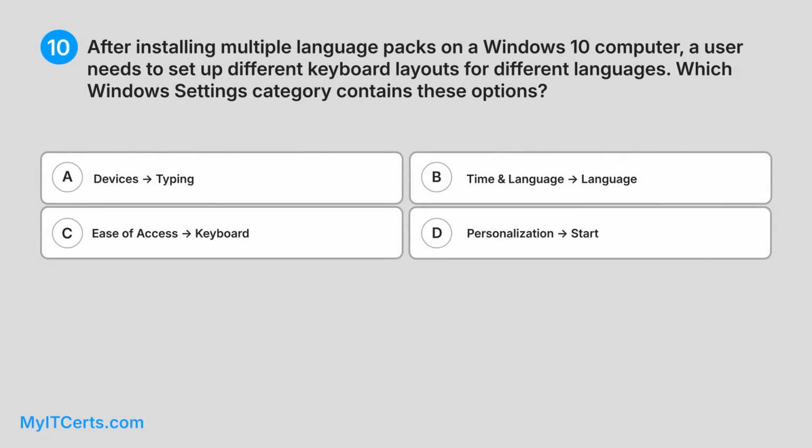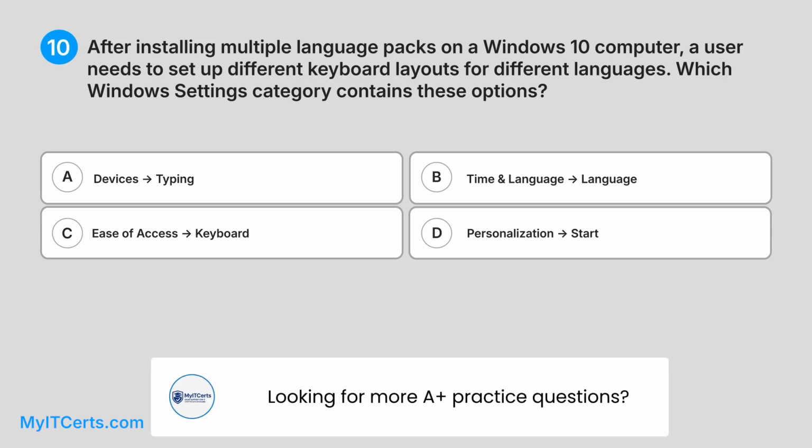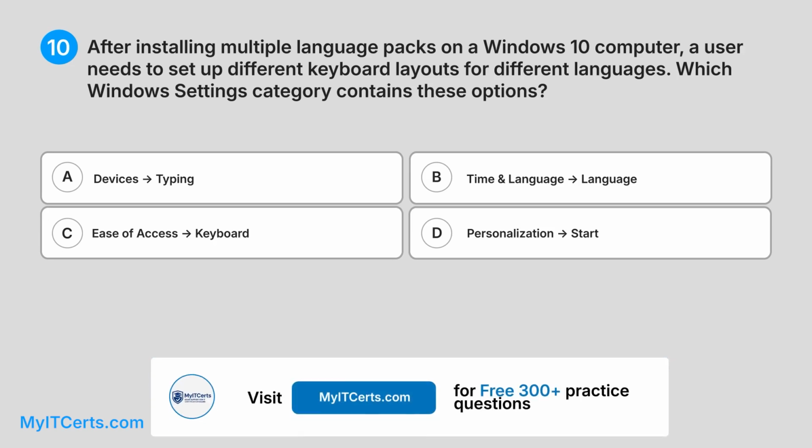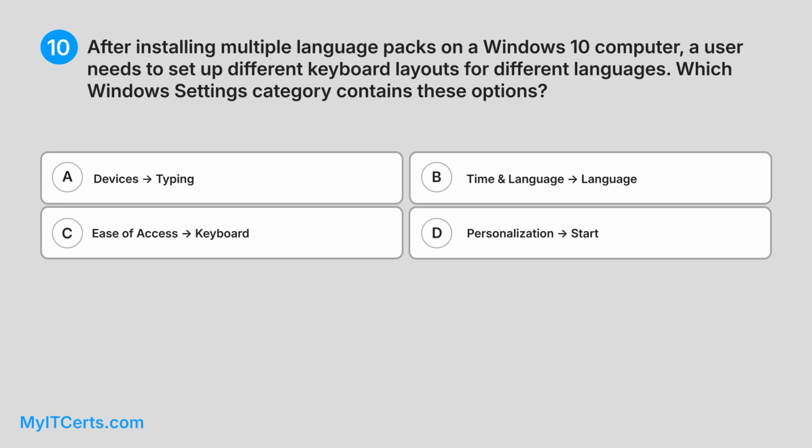10. After installing multiple language packs on a Windows 10 computer, a user needs to set up different keyboard layouts for different languages. Which Windows settings category contains these options? A. Devices, Typing. B. Time and Language, Language. C. Ease of Access, Keyboard. D. Personalization, Start.